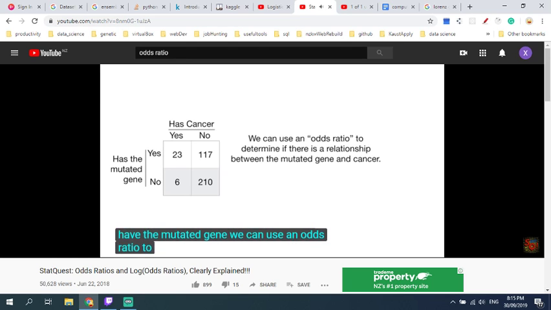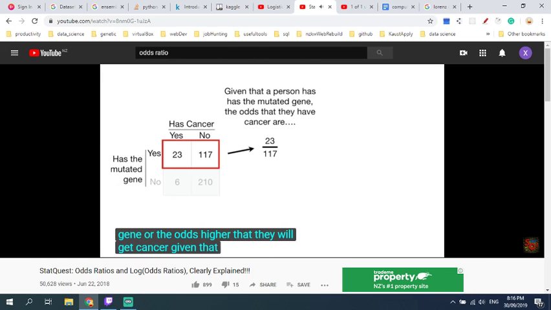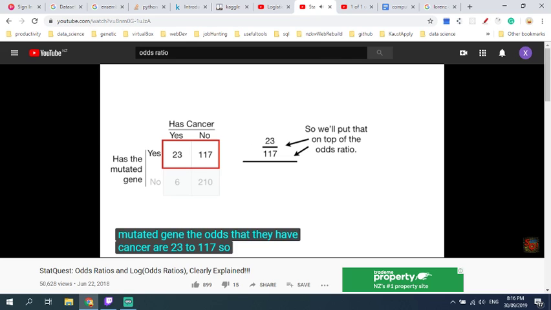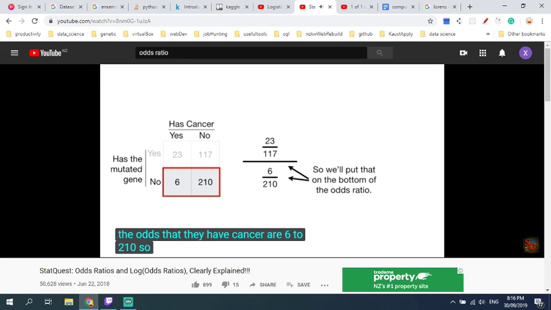We can use an odds ratio to determine if there's a relationship between the mutated gene and cancer. If someone has the mutated gene, are the odds higher that they will get cancer? Given that a person has the mutated gene, the odds that they have cancer are 23 to 117. So we'll put that on top of the odds ratio. And given that a person does not have the mutated gene, the odds that they have cancer are 6 to 210. So we'll put that on the bottom of the odds ratio.